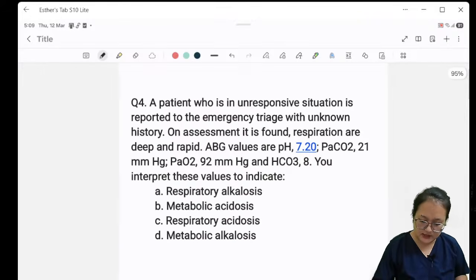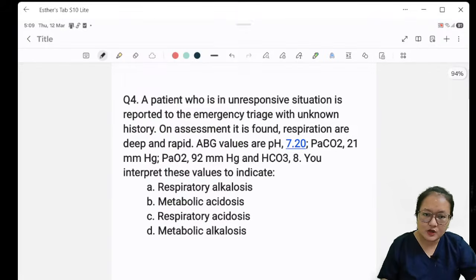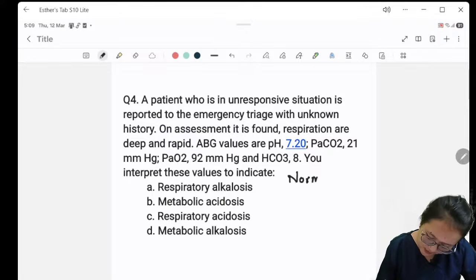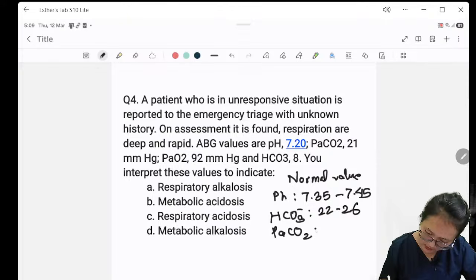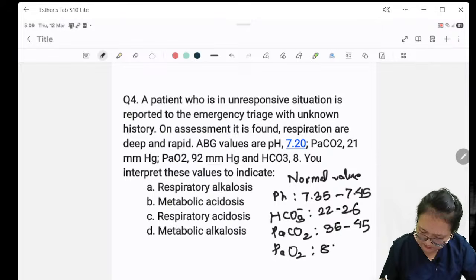So the first thing when you see this in ABG analysis is to know the normal values. The normal value of pH is 7.35 to 7.45. Then HCO3 is 22 to 26. Then PaCO2 is between 35 to 45. Then PaO2 is from 80 to 100.